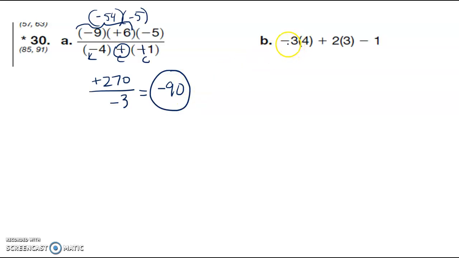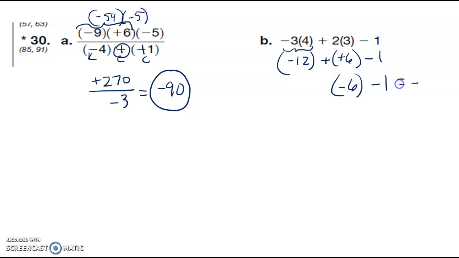Okay. And then I have negative 3 times 4, a negative times a positive is a negative, plus 2 times 3 is 6, minus 1. So then I have negative 12 plus positive 6, which is going to give me negative 6, minus 1, which is negative 7. Another way to write this, you can do negative 6 plus negative 1, and you'll still get the same answer.